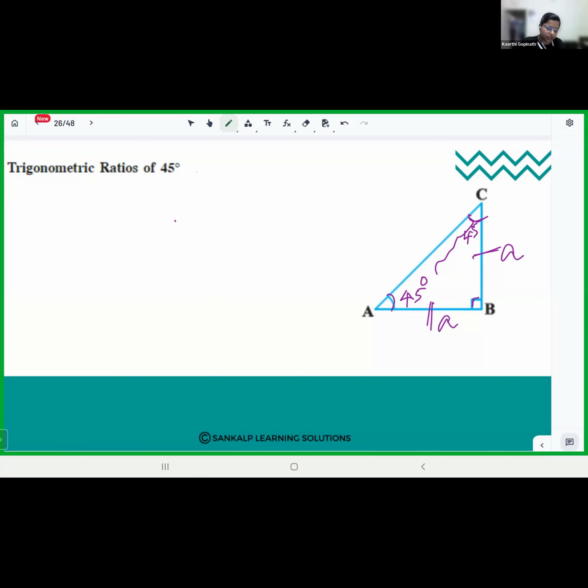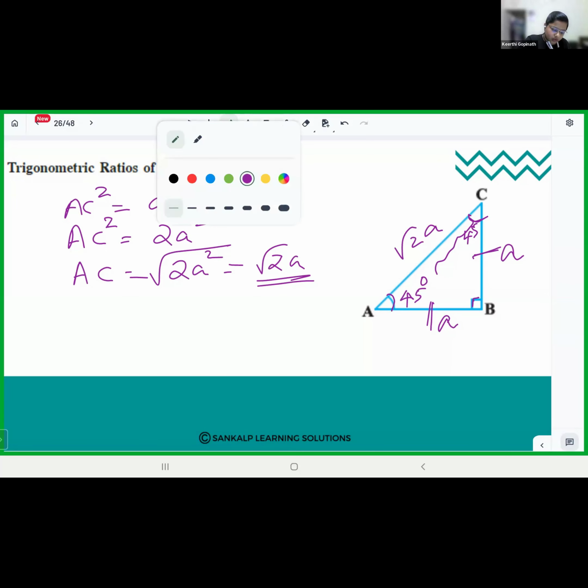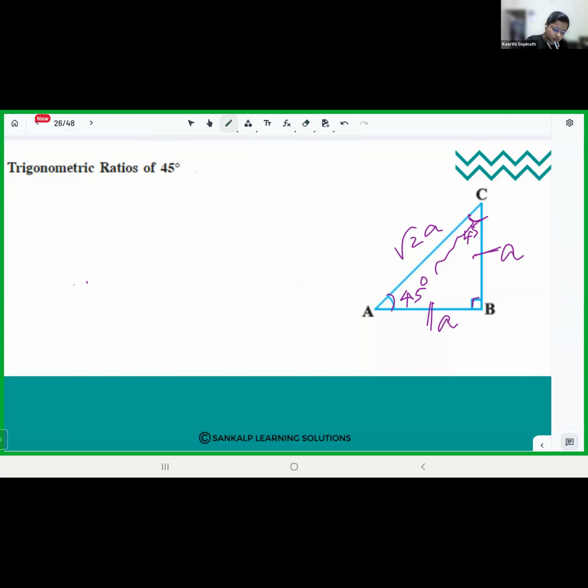Now what can you say about the hypotenuse? By the Pythagoras theorem, AC square is equal to A square plus A square, so AC square is equal to 2A square. So AC is equal to root 2A square, that is root 2A. So the value of AC is root 2A. Now we are going to find the trigonometric ratios of 45 degree. Since we know the sides, we can find the trigonometric ratios.